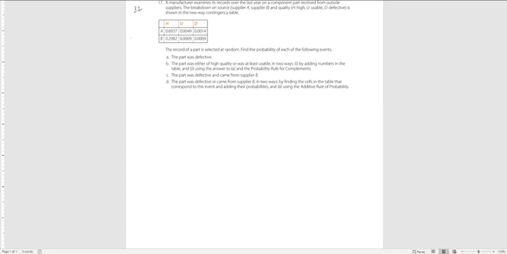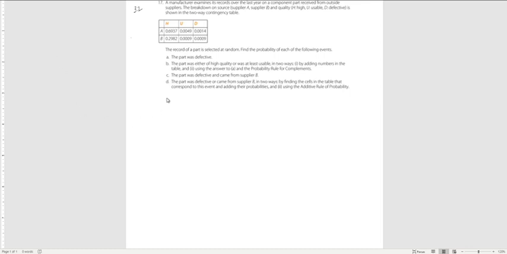Okay, so my rows are what's coming in by supplier, and the columns are what the quality level is. So I did double check this. I went through and added up all these numbers to see if this is the sum total of the outcomes in the event of a selection from this, and those probabilities do all add up to 1. So I did confirm that. Alright. So the record of a part is selected at random.